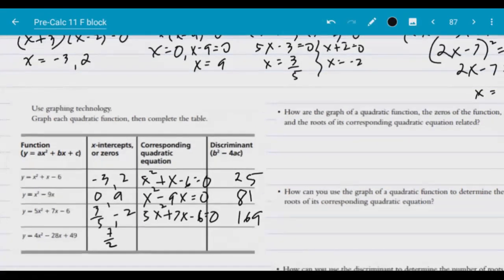The corresponding quadratic equation is 4x squared minus 28x plus 49 equals 0. And the discriminant is 0.